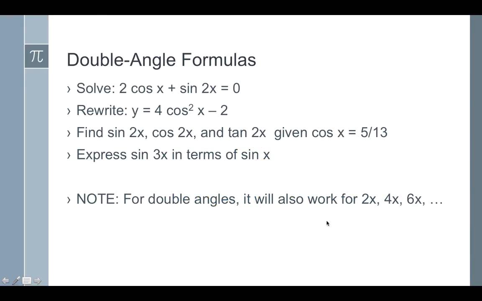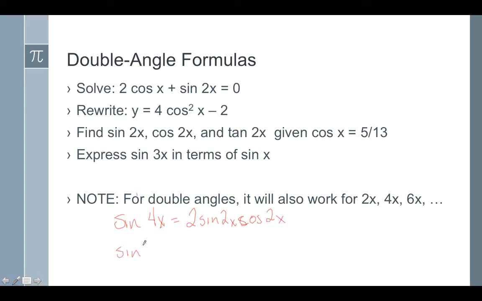Last little note here for double angle formula is the fact that it works for 2x, 4x, 6x, 8x, anything like that in this fashion. If I was to have the sine of 4x, the sine of 4x is just going to double up. So you know that sine of 2x is 2 sine of x cosine of x. Well, sine of 4x is just going to be 2 sine of 2x and cosine of 2x.